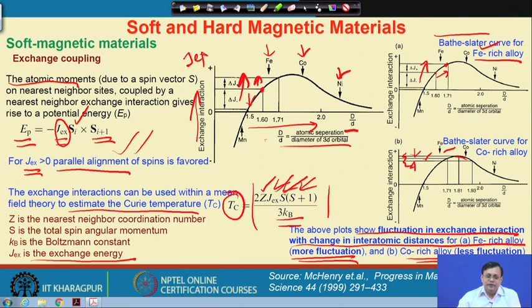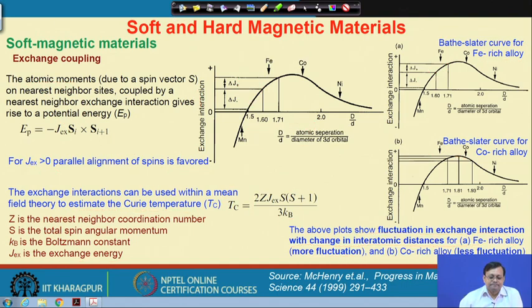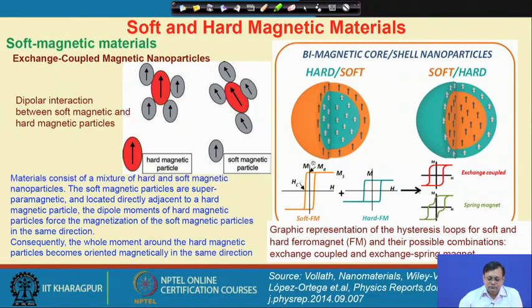So, this is one of the very important aspects of choosing alloy composition and choosing this atomic pair, which should favor the exchange interaction with the proper spin alignment.